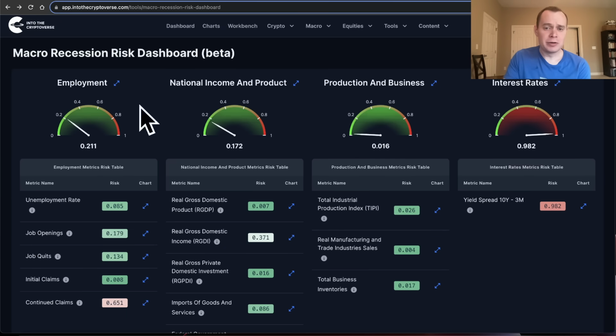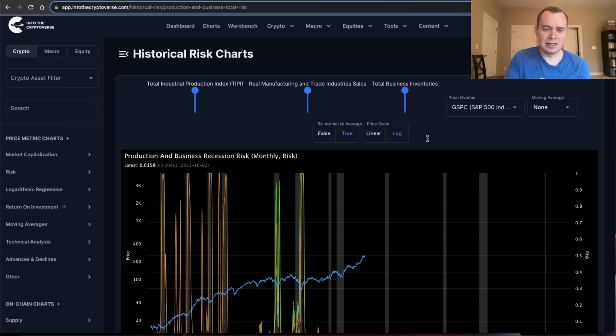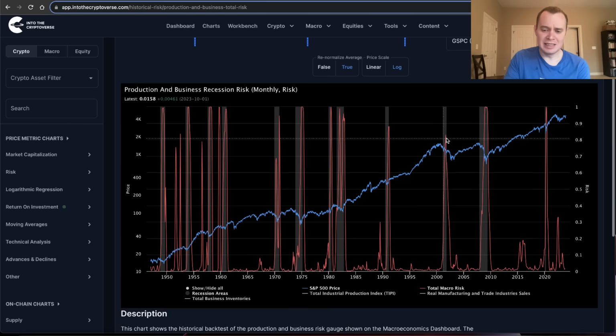So that covers these two categories. The next category we'll cover will be production and business. And then the last category, which tends to be the most predictive, will be interest rates. So production and business is arguably the one that is showing the least concern.